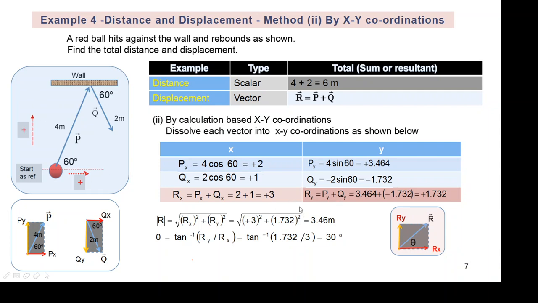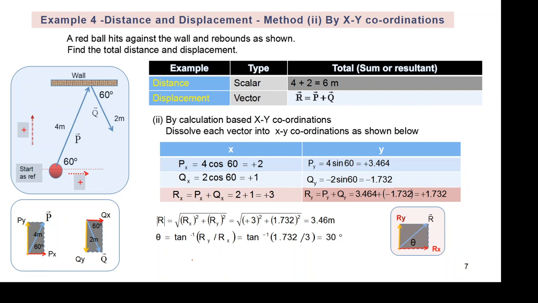Px is equal to 4 cosine 60. Qx is equal to 2 cosine 60. Both of them are positive. That means they are showing that the arrow is pointing to the right. And similarly for the y coordinations, we have Py equal to 4 sine 60, Qy equal to minus 2 sine 60 because it's pointing downwards.